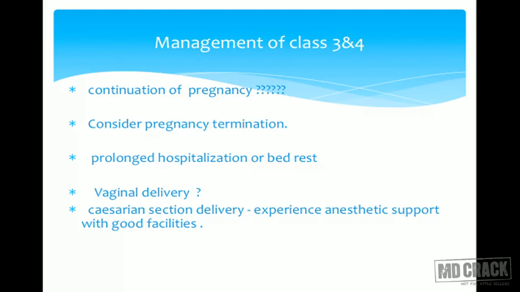Vaginal delivery, again a question mark. In class 3 and class 4, it depends on the lesion. It has to be decided for that particular patient in that particular situation. Cesarean section delivery if required. We need expert anesthetists who are good at giving cardiac anesthesia, and the center should have good facilities. It's not that cesarean section is completely safe in these patients.